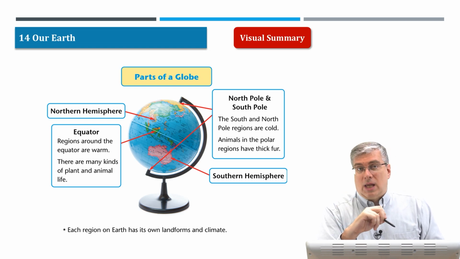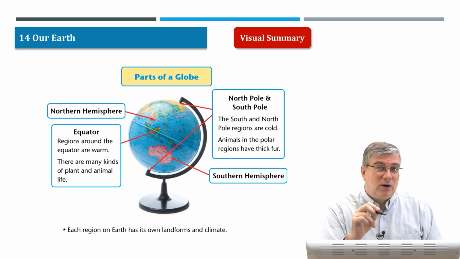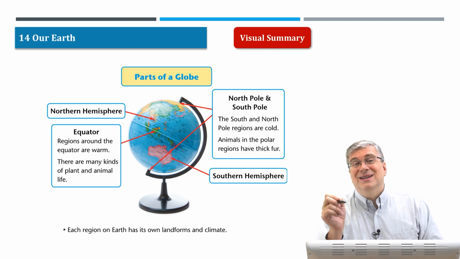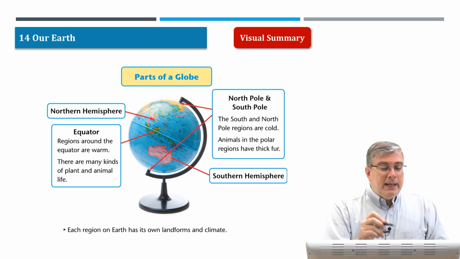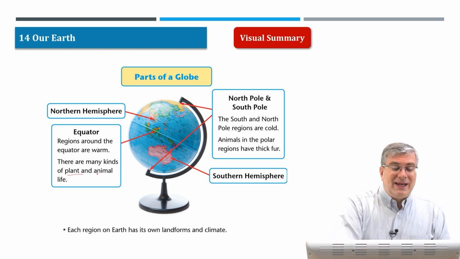It might rain a lot, right? Depending on where you live. You might live in a rainforest, or you might live in a desert, right? Regions around the equator are warm. There are many kinds of plant and animal life.